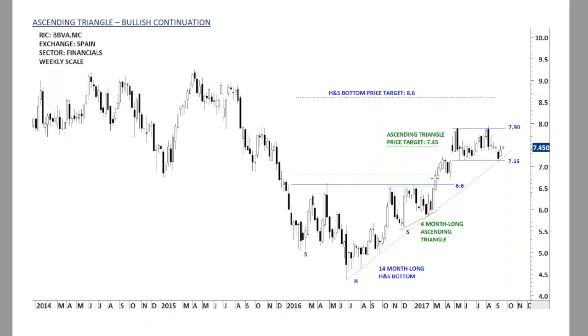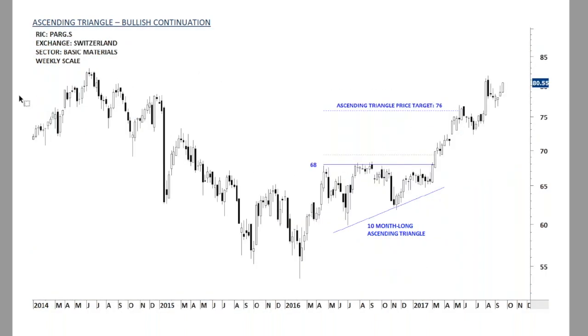It completed the head and shoulder chart pattern, reached its chart pattern price target, and now possibly we're forming another rectangle which can act as a bullish continuation chart pattern and take us to the head and shoulder bottom price target at 8.6 levels. So on this chart we can see 3 different chart patterns and completing the bigger picture. The second example I have is another ascending triangle, ascending triangle from Switzerland.